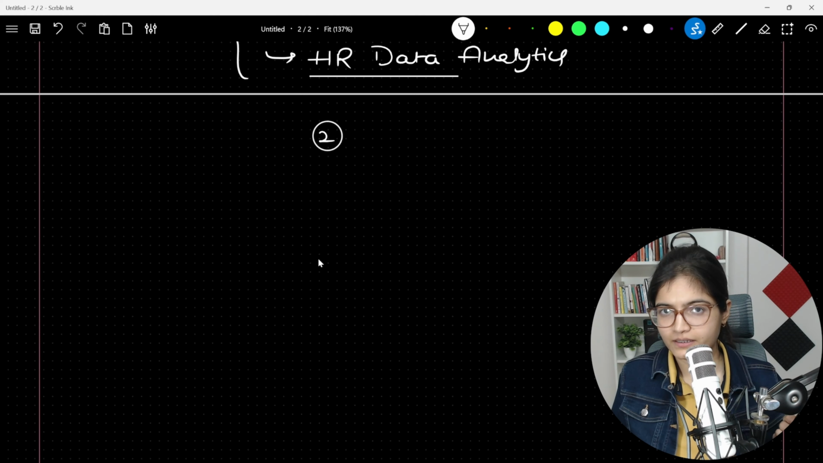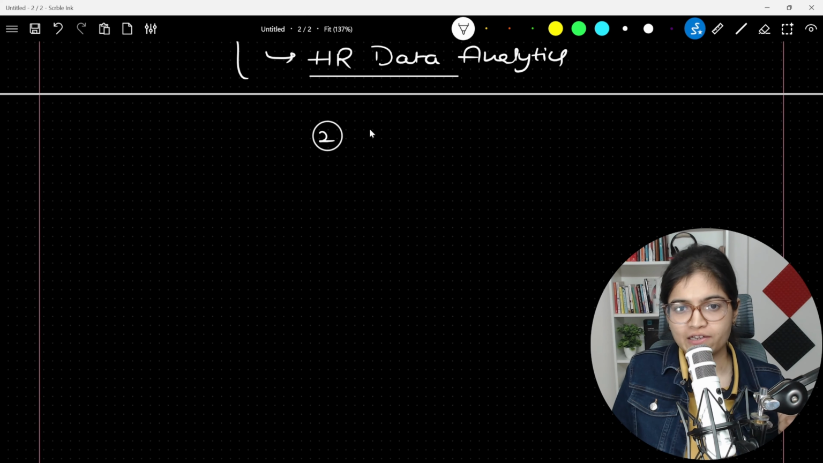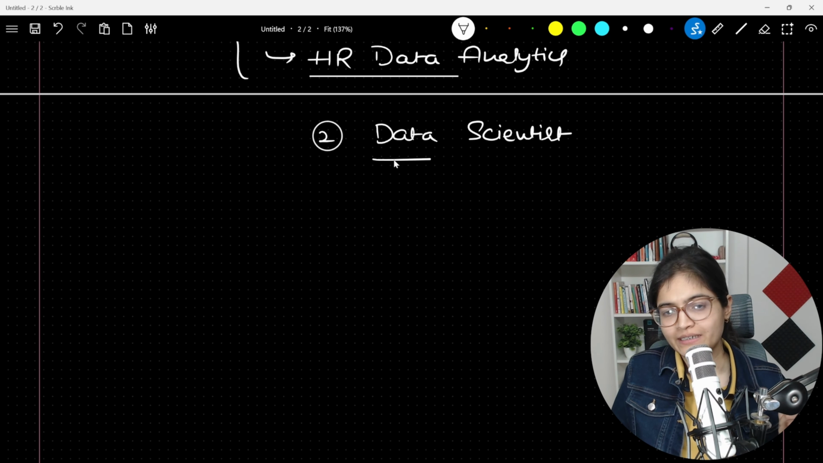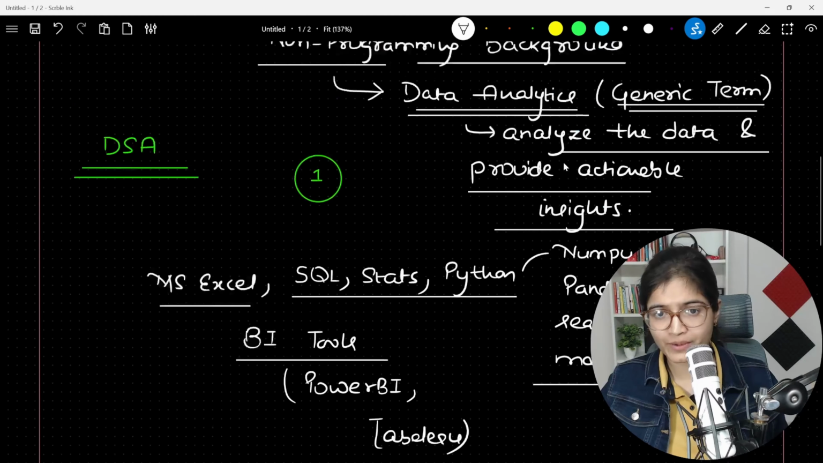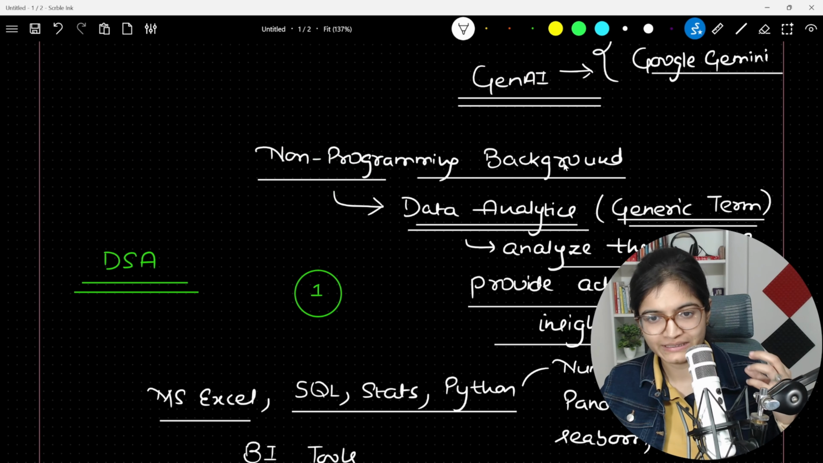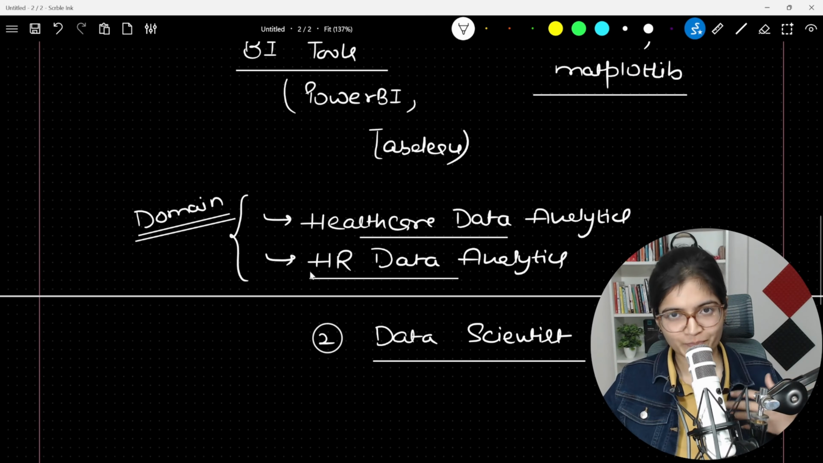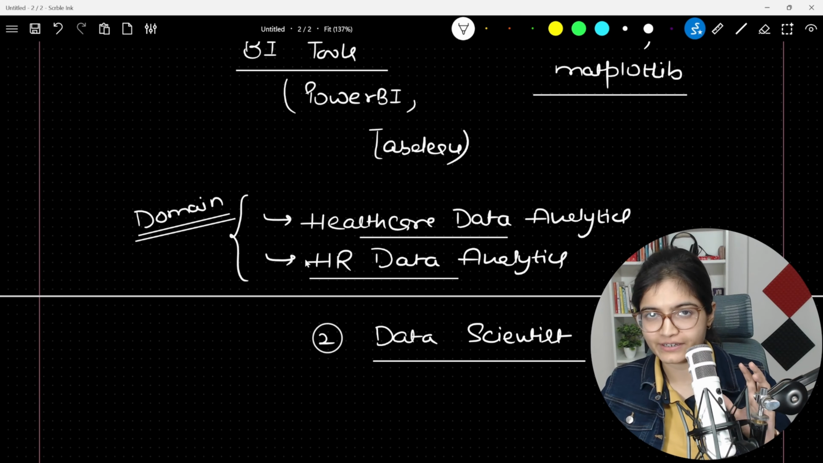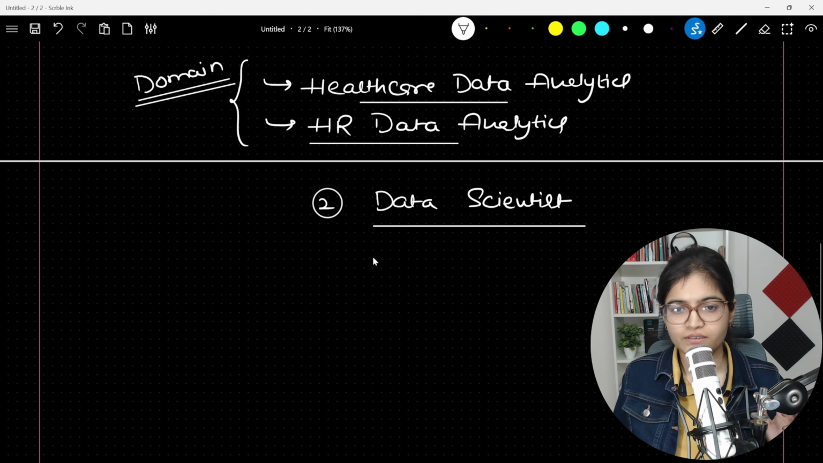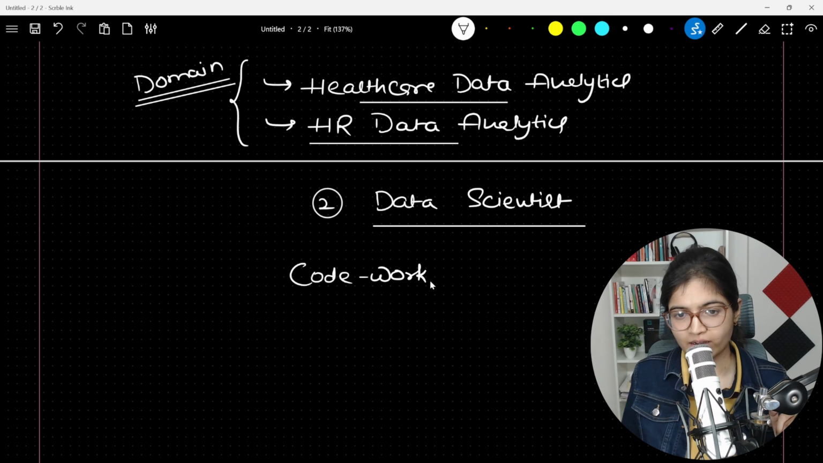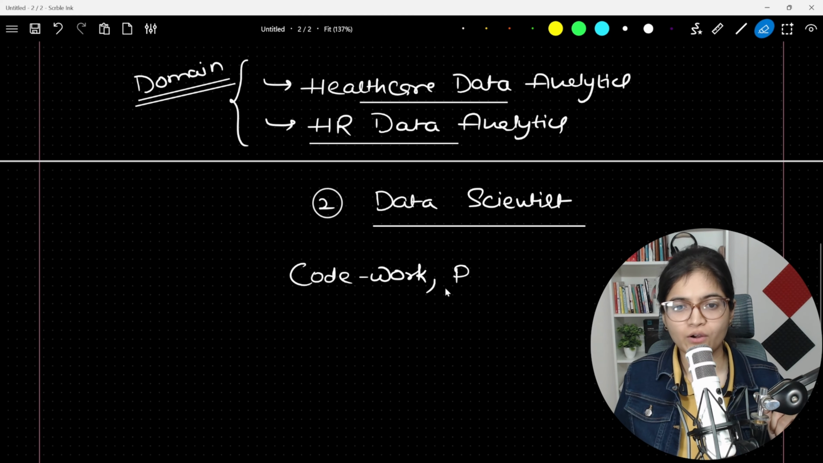Second important category of job role which you will see in the industries is data scientist. Now, usually I highly suggest to everyone that, let's say you are from non-programming background and you shifted to data analytics job role, be it any domain. Afterwards, try to spend few years and then switch to data scientist, because this is where the actual code work will be there. You will see end-to-end pipelines of machine learning or deep learning.